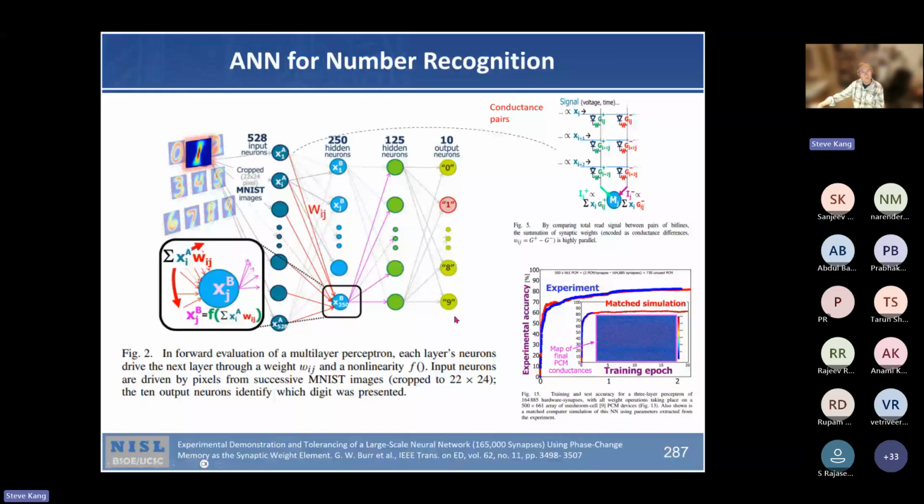And then here is also the pixel. So you have all these different weights, and how many weights? 165,000 weights here. They trained all these weights, and then did checking, and then they achieved about 80% accuracy. So it's one of the early papers cited a lot.